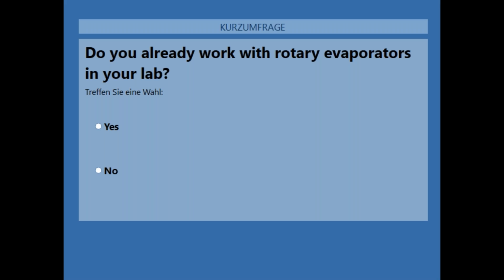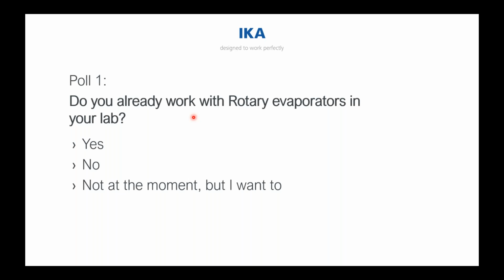Let's give another couple of seconds, but the result is already clear. Over 80% are currently using a rotary evaporator, and less than 20% are not using a rotary evaporator. So I think we can close that. So 80-20, typical. Okay, perfect. Thank you very much for voting.